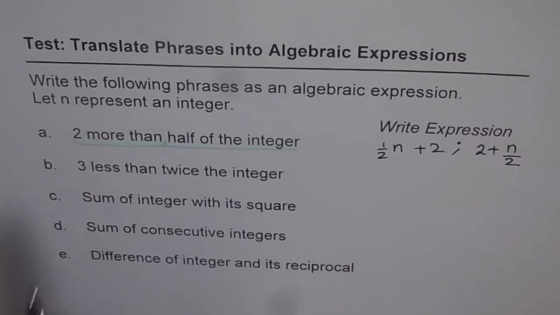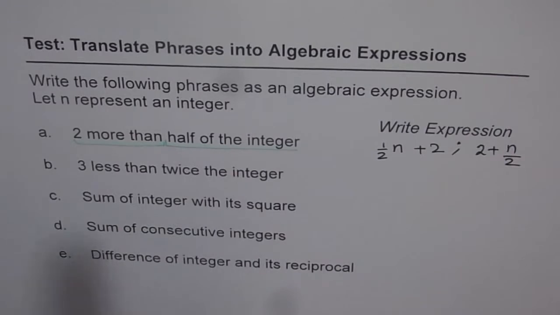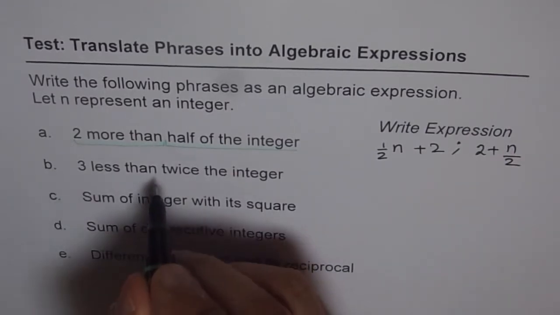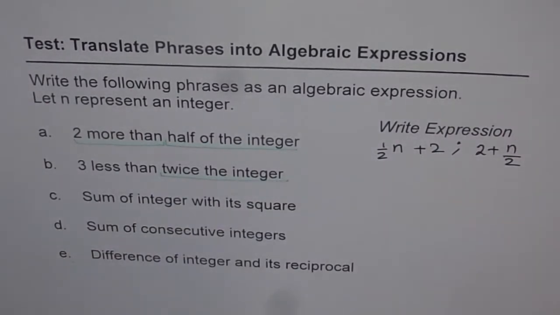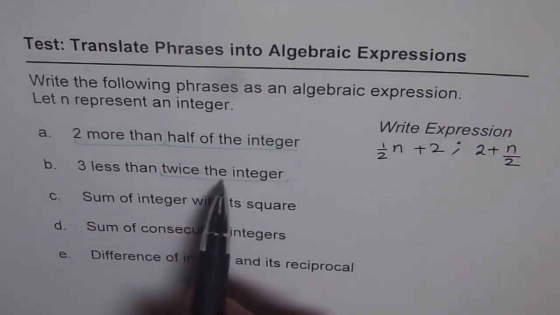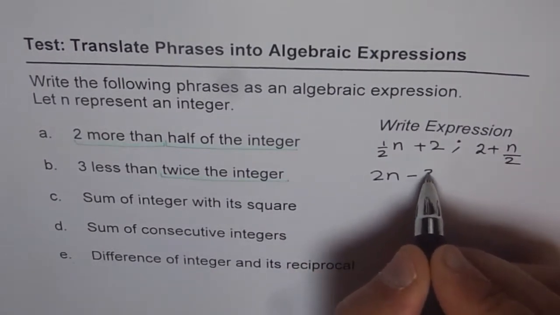Okay? Now the next one is 3 less than twice the integer. Tell me, how will you write this? 3 less than what? Than this. Do you understand? The subject is what? That is important in English, right? 3 less than twice the integer. So first write twice the integer and then take away 3.